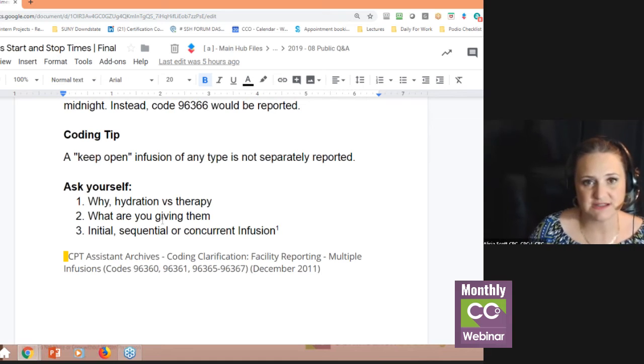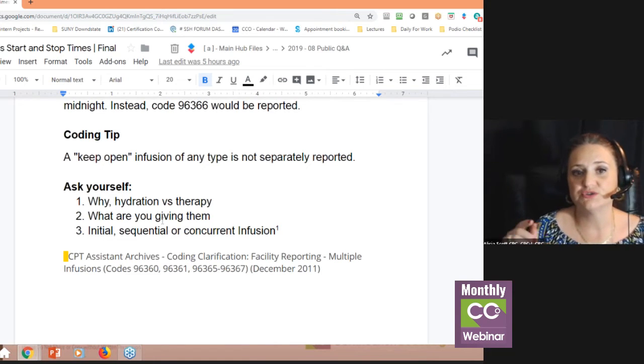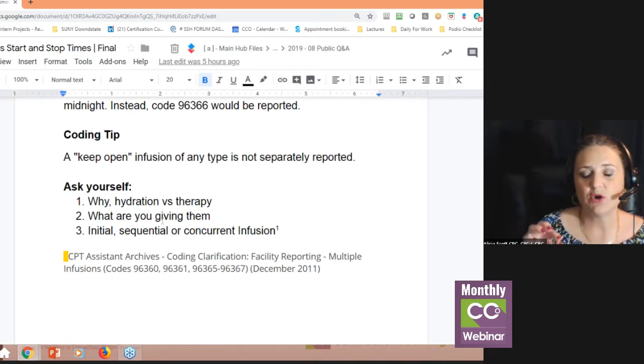Right? You're not coding that separately. That's what I want you to go and do a little bit more research on as well. That term, keep open infusion. You're going to be able to Google it and find a lot of information.